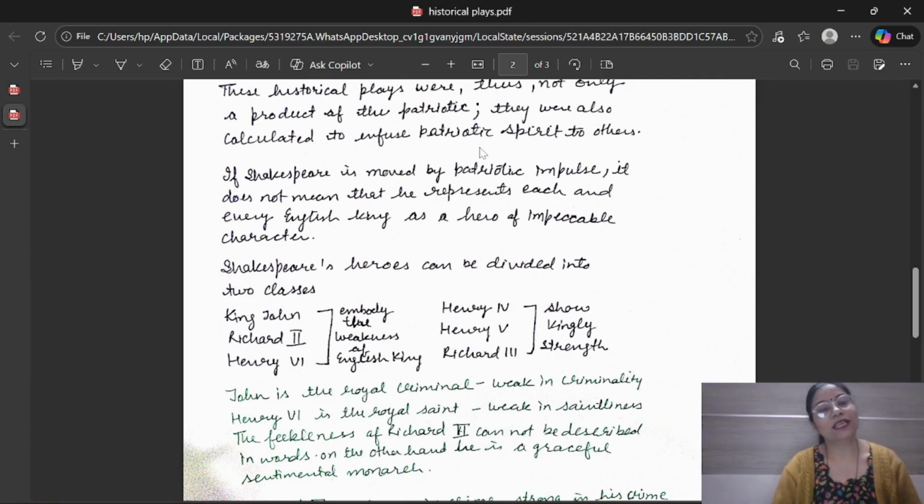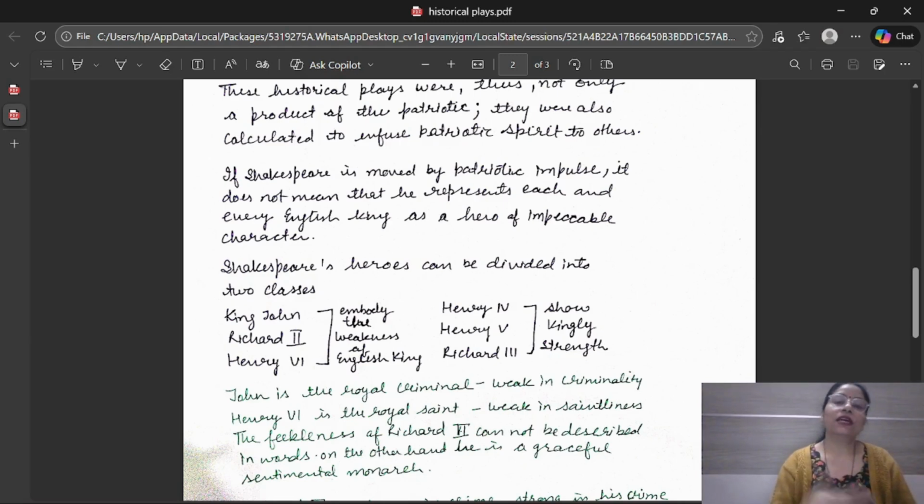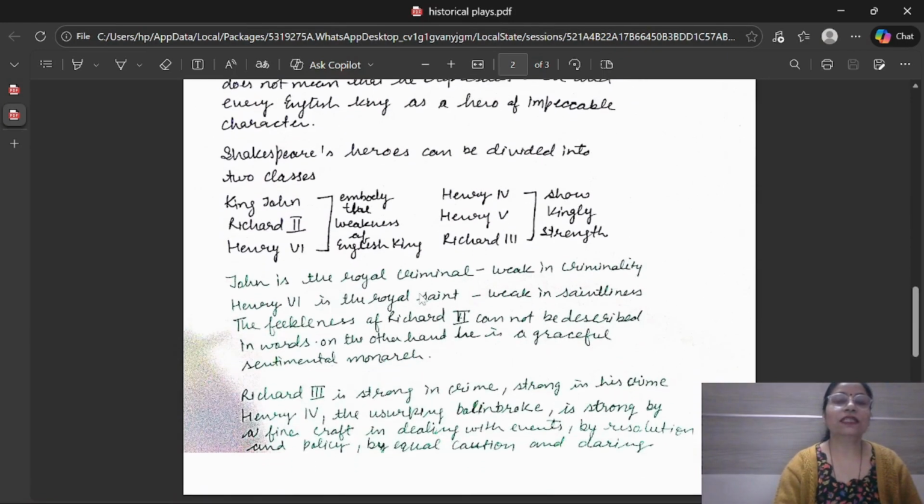talent of writing plays. Shakespeare's heroes can be divided into two classes: King John, Richard II, and Henry VI. They were shown as embodying the weakness of English kings. So they were shown as weak English kings, and on the other hand, Henry IV and Henry V, Richard III, they were shown as having kingly strength. Like here, I have given all the detail.